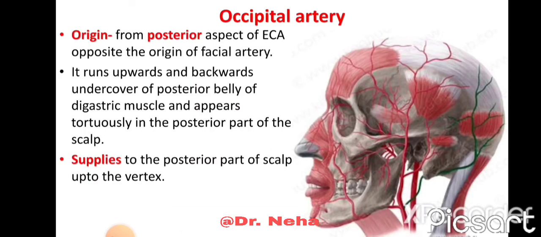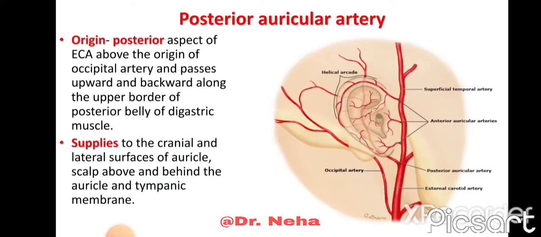Next branch is the occipital artery. It arises from the posterior aspect of the external carotid artery opposite the origin of facial artery. It also runs upwards and backwards under the cover of posterior belly of digastric muscle and appears tortuously in the posterior part of the scalp. In the diagram we have highlighted the occipital artery with the green color. So here we can see it is supplying to the posterior part of the scalp up to the vertex.